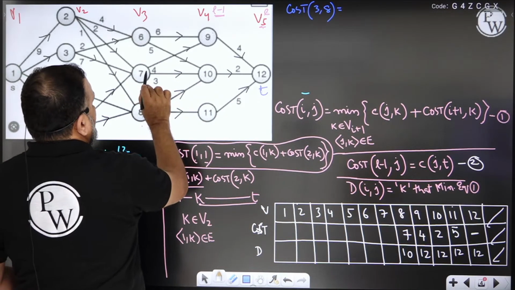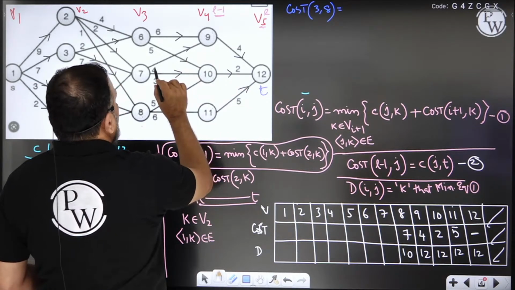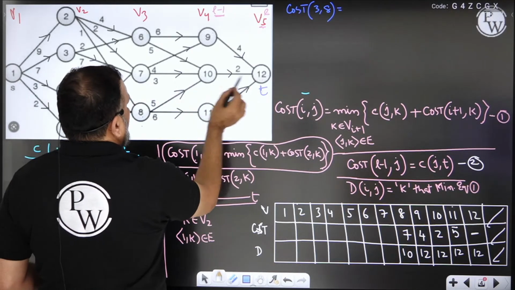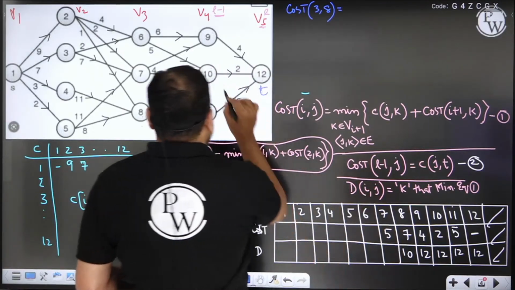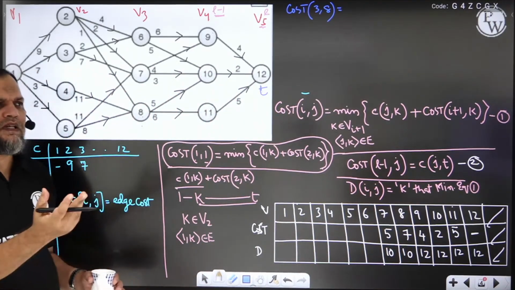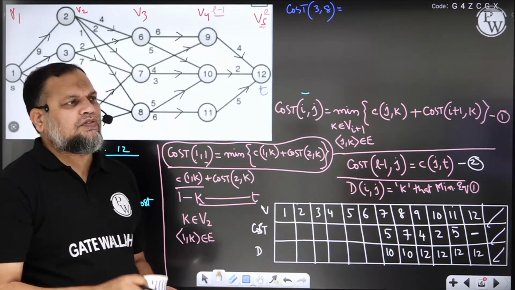You have two options. 7, 9, 12 has a cost value of 4 plus 4. The other option is 7, 10, 12, which has a cost value of 3 plus 2. So this is 5. Going via 10 is giving you the minimum, so write down 10. Very simple. If you understand, you can fill up this matrix within seconds. Is it not?